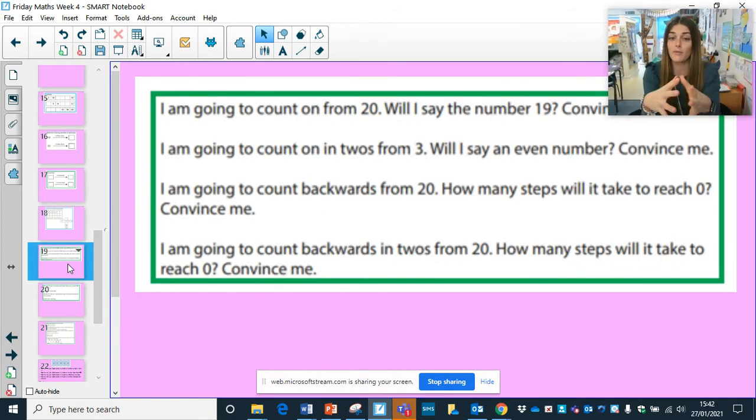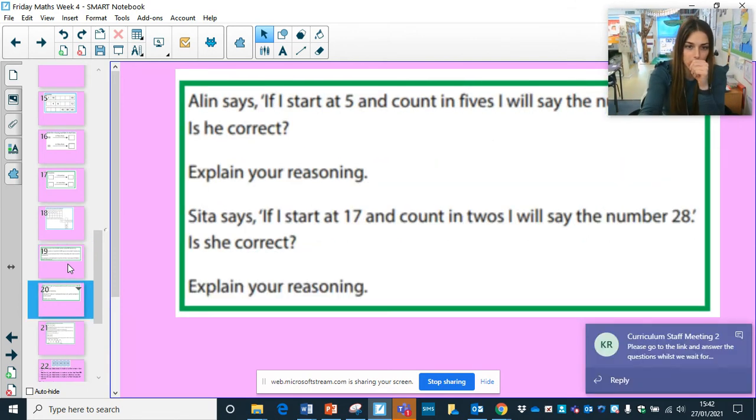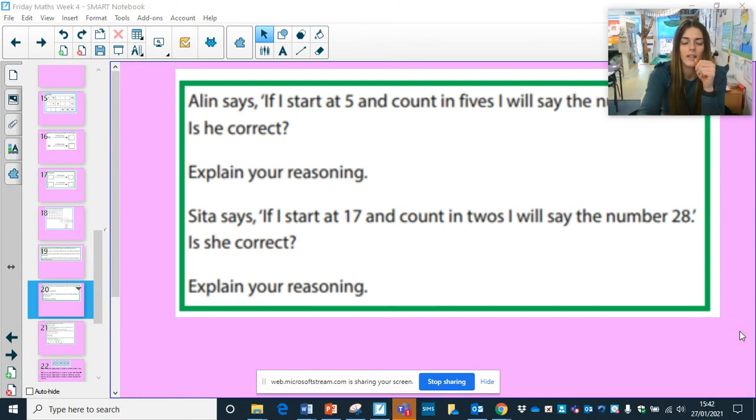So these you might be able to read yourself, but you might need a sibling or an adult to read that to you. Okay, and then on these questions it asks you to convince me. So that's explain your reasoning for that answer. So why, how do you know? So you need to do that one. And again on this one here, you've got a word problem and it says explain your reasoning. So don't just write the answer, how do you know and why. So make sure you put that down or you explain it to an adult who can then write it down for you.